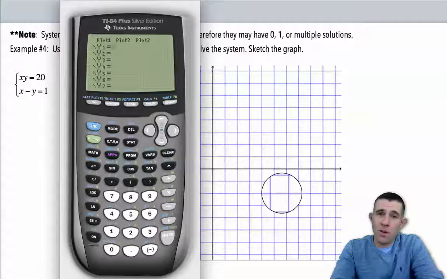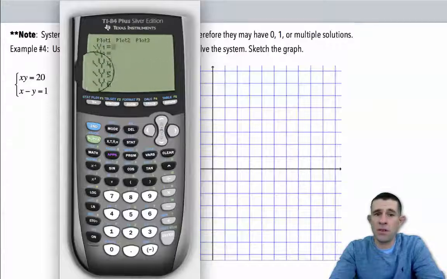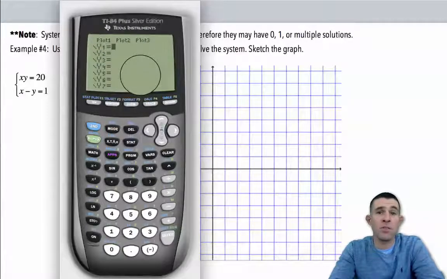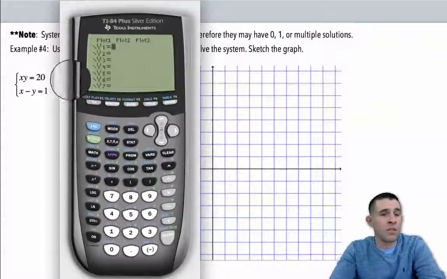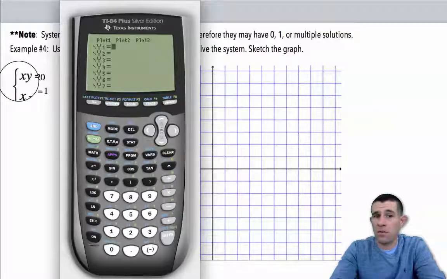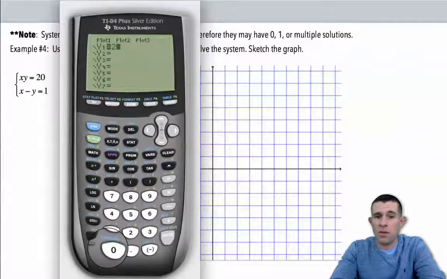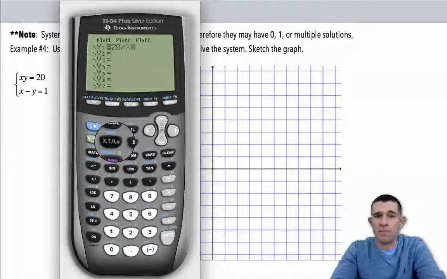In our next example, we're asked to use our graphing calculator or Desmos to find the solution to this system of equations. So let's get practice using our graphing calculator and show you how you can find the intersection point using it. We're going to enter in our two equations, but first we need to solve for y. So in this first one, we need to divide x over to the other side. So we have the equation 20 divided by x.